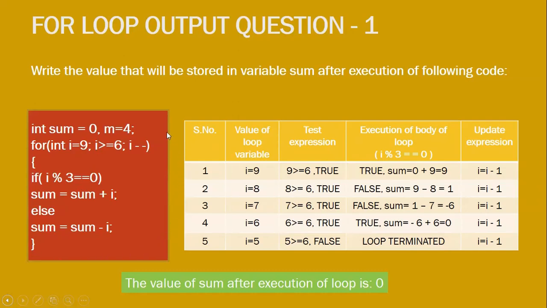So after that we will again jump to the update expression. The update expression is I minus minus, which is equivalent to I is equal to I minus 1. So the value of I is 9, and after the update expression, the value of I will become 8.